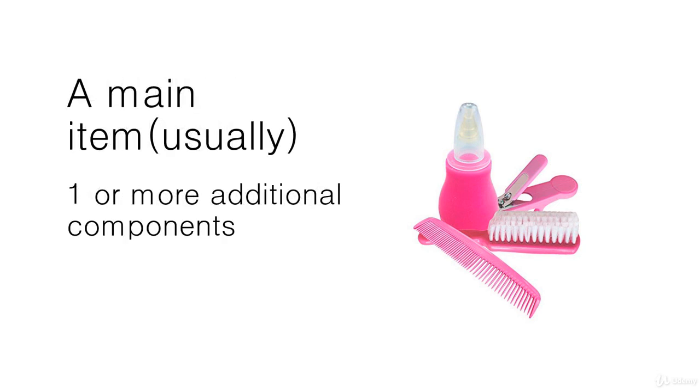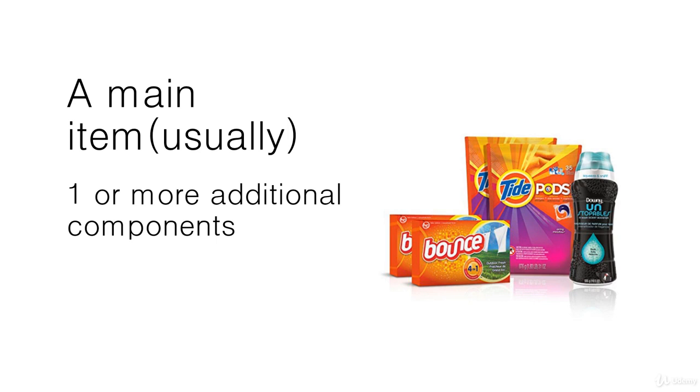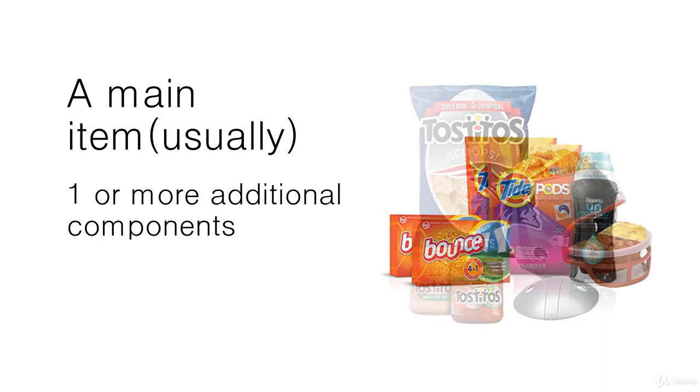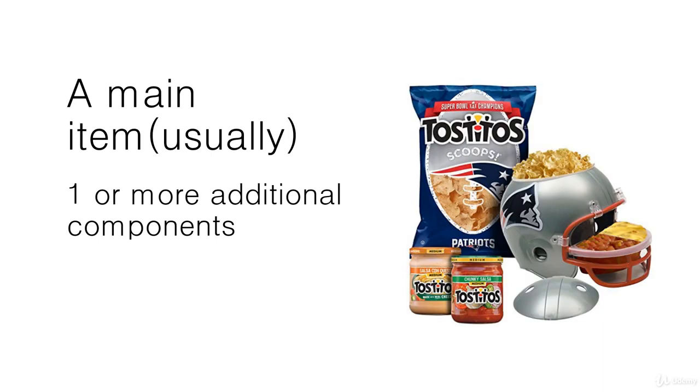A bundle consists of a number of items in one package. Usually there's a main component and then one or more additional components. So it could just be 2 components in a bundle, or it could be many components in a bundle. Something like this here, this is a baby bundle. We've got the bottle, the nail clippers, a brush, a hairbrush and a comb. Or this here is a cleaning bundle. So we've got a couple of Tide Pods, a couple of packets of Bounce and something else here in a bottle. And this here is a food bundle.